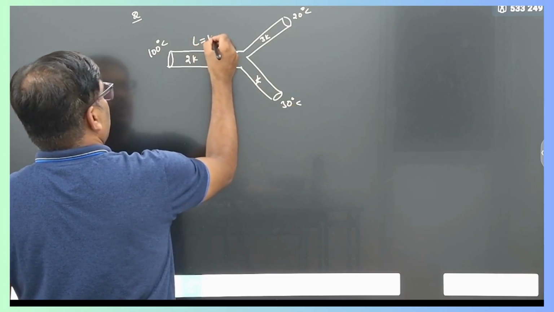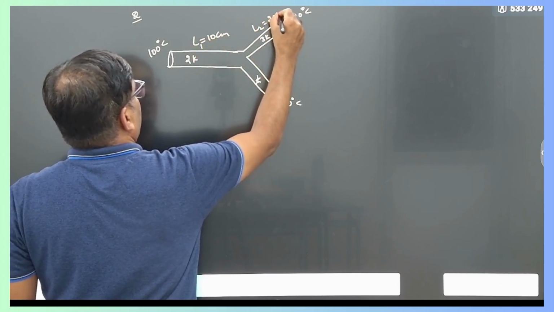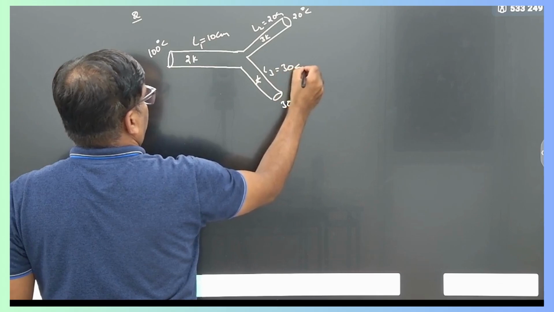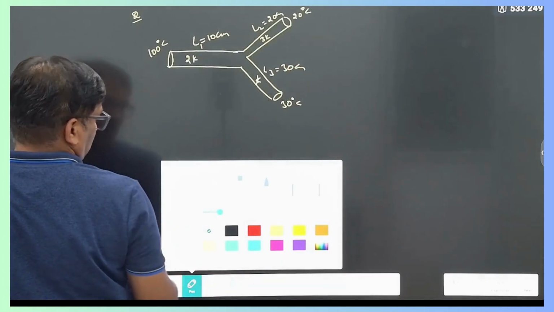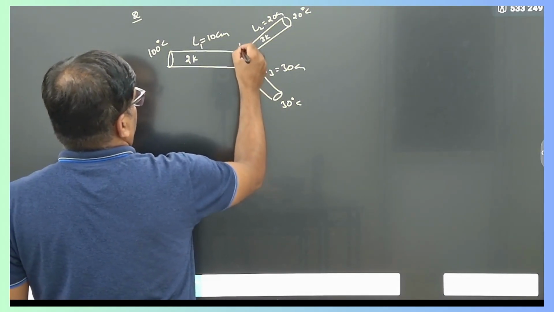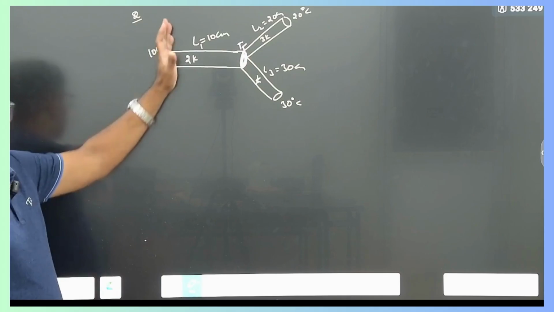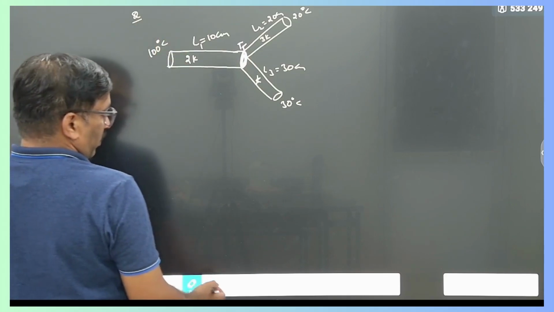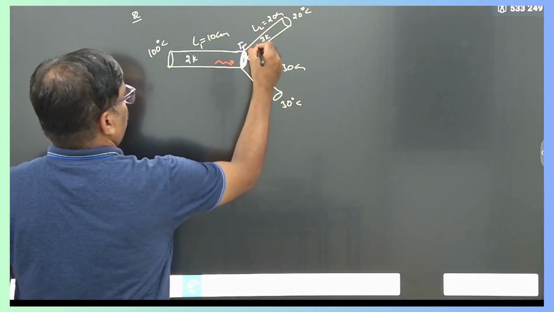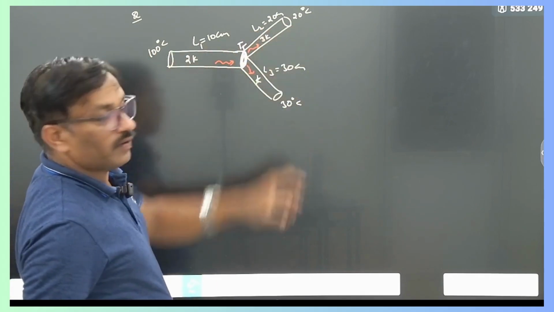Length L1 will be equal to 10 centimeter, L2 will be equal to 20 centimeter, so L3 is equal to 30 centimeter, right? Area of cross sections are all the same. We want to calculate what will be the junction temperature. Which is the hot body here? This side is the hot junction. So definitely heat will flow from this hot junction and it will enter this, right? So this side it is entering and these two are leaving.